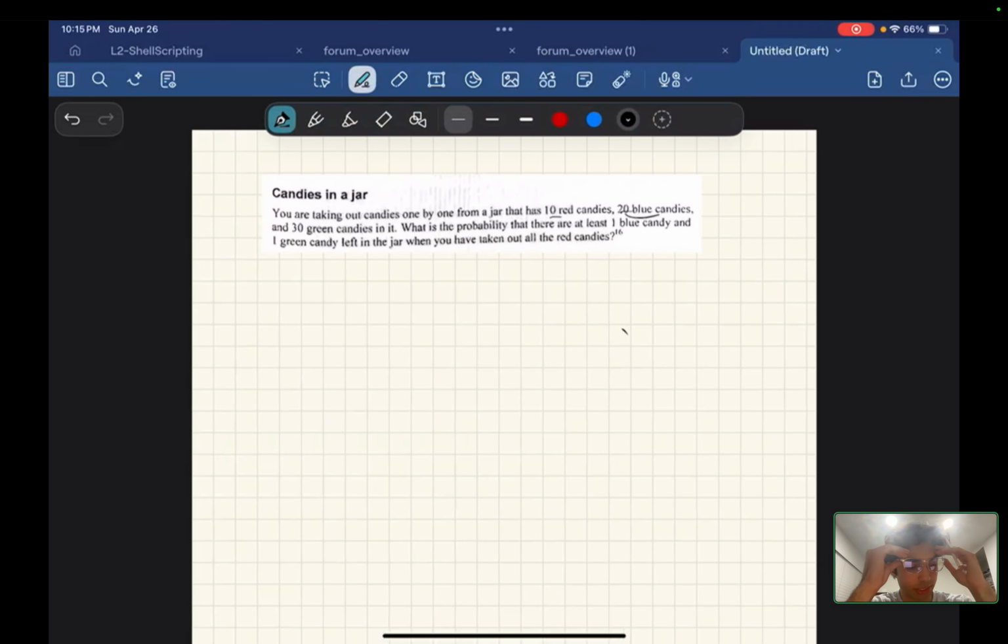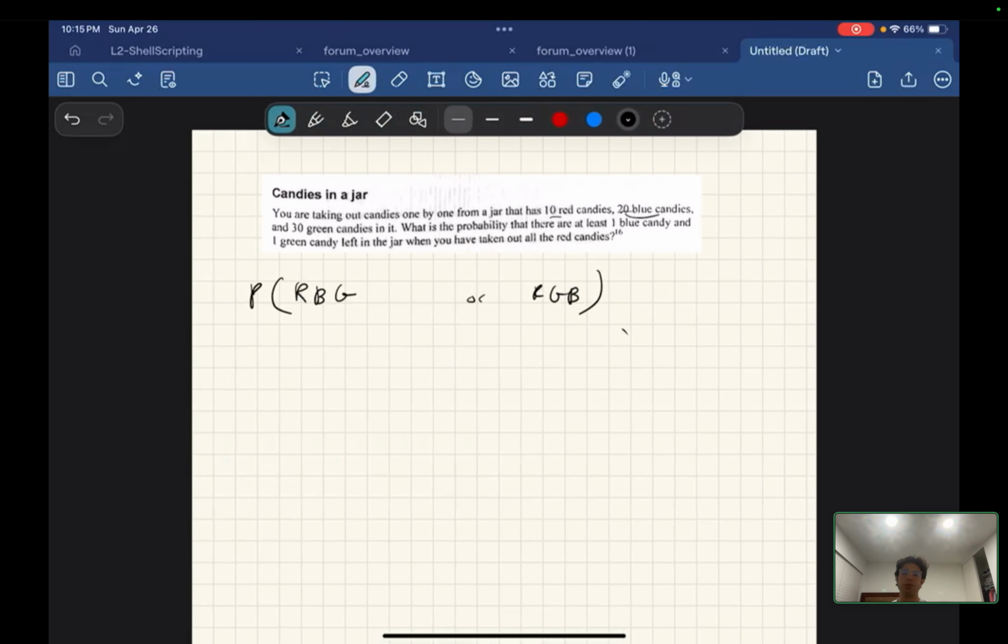So it's saying, what's the chance that the order in which you remove the candies is red, blue, green, or red, green, blue. Right? You're pulling out from a jar. It kind of just wants to know what's the chance that the order in which you remove them is red, blue, green, or red, green, blue. And what's the probability of this happening?